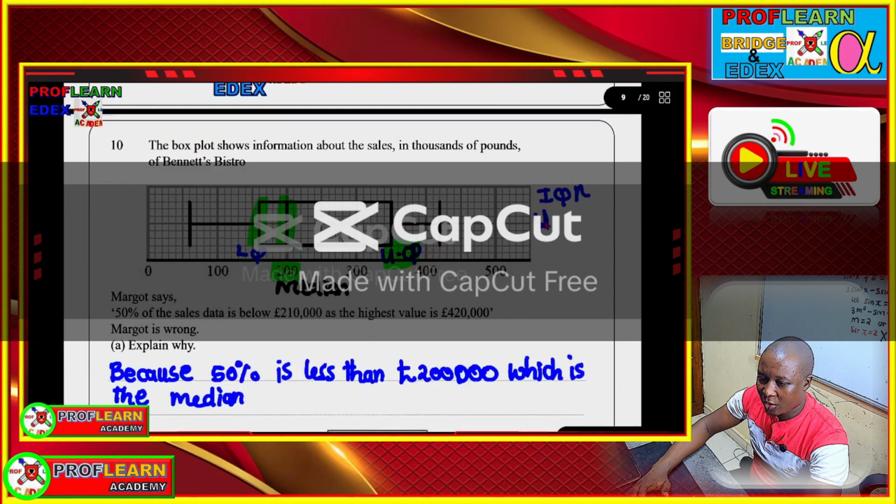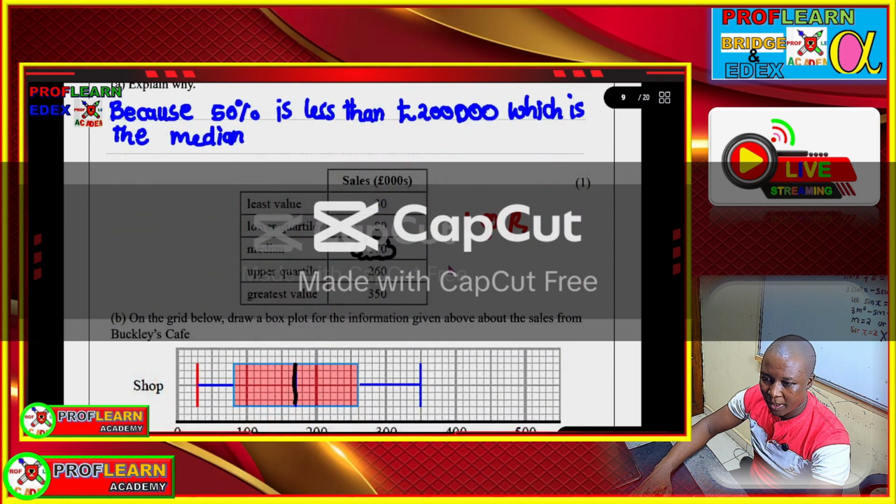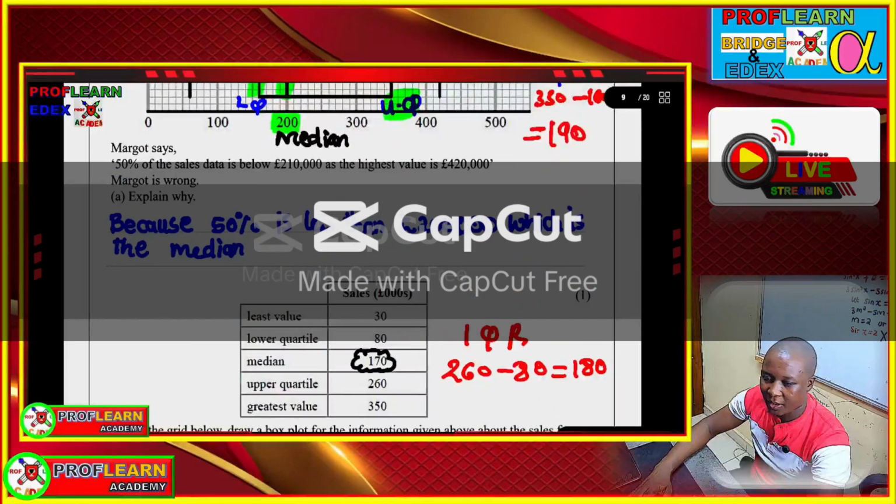Something you need to remember at this point is that the interquartile range is the upper quartile minus the lower quartile. So here we say 350 minus the lower quartile, 160, which translates to 190. For this other one, the interquartile range is 260 minus 80, and that translates to 180.